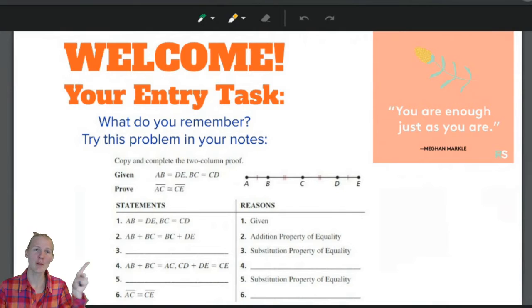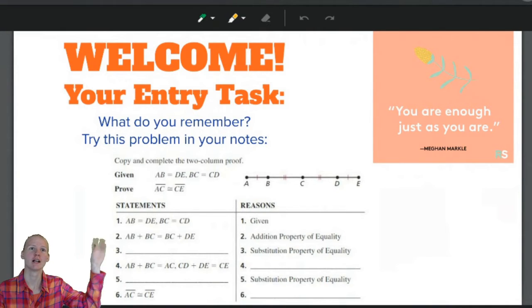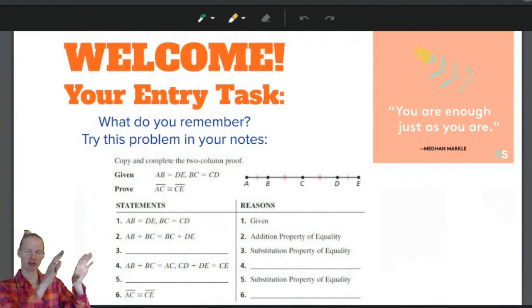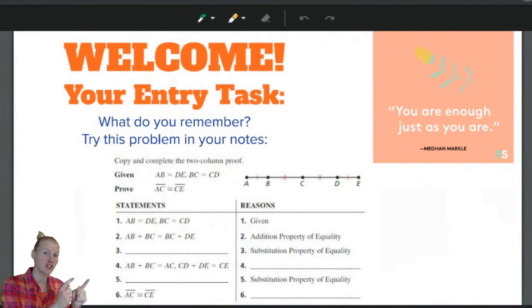You know what to do. Pause the video and try this problem in your notes. You are taking a proof and you're going to fill in some of the blanks that are missing. So make sure that you understand what you're given, understand what you're trying to prove, convince yourself that yes, this is true and this can be proven, and then unpause the video and let's go through it with me.